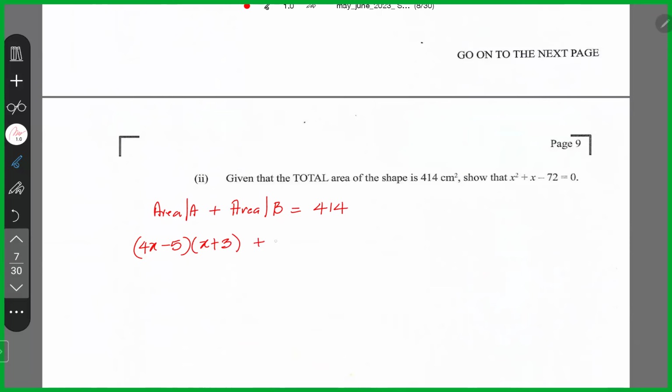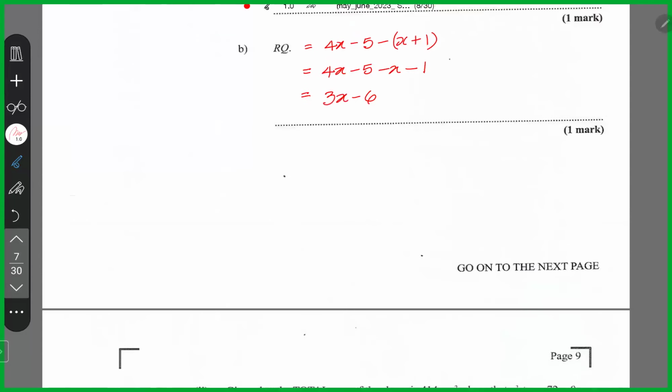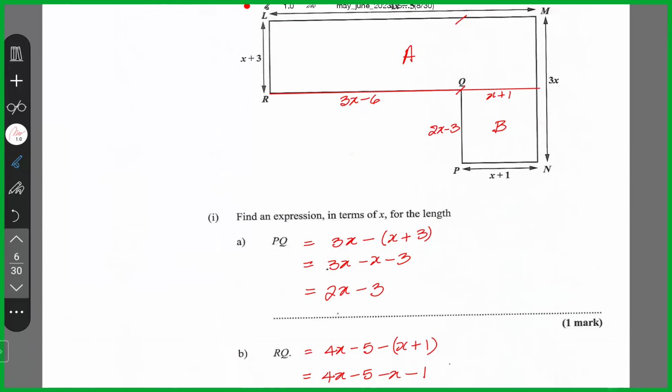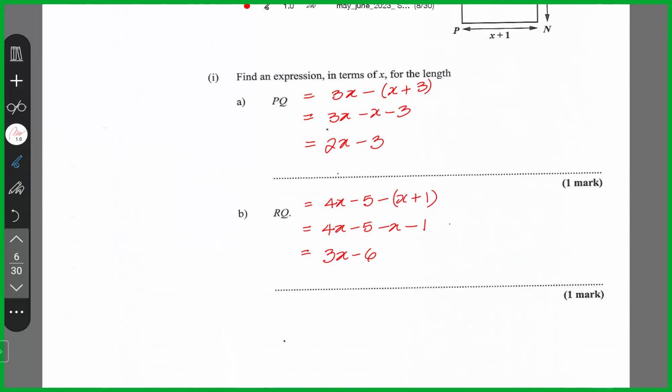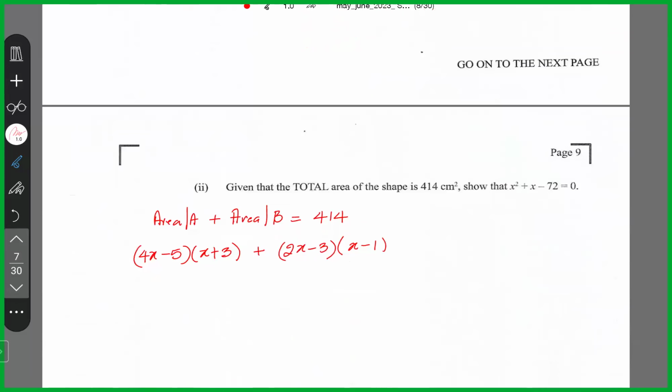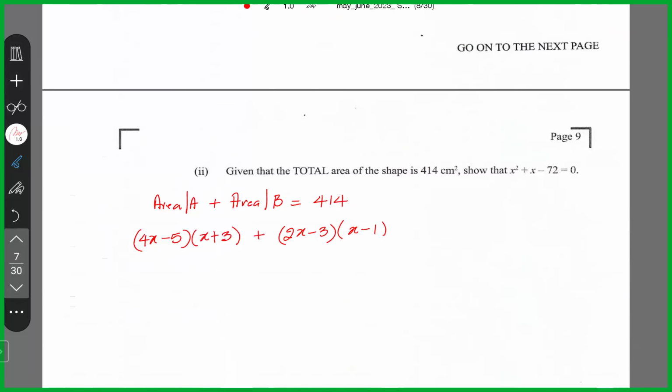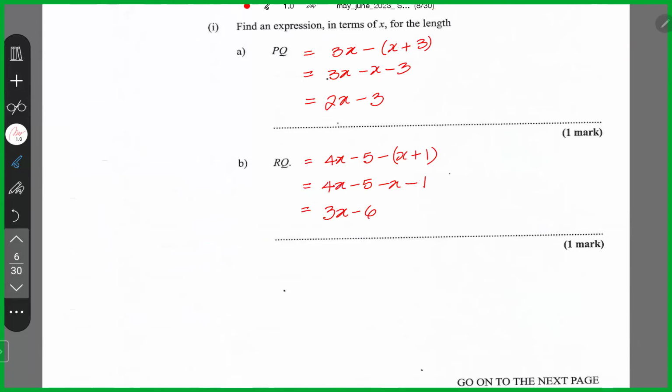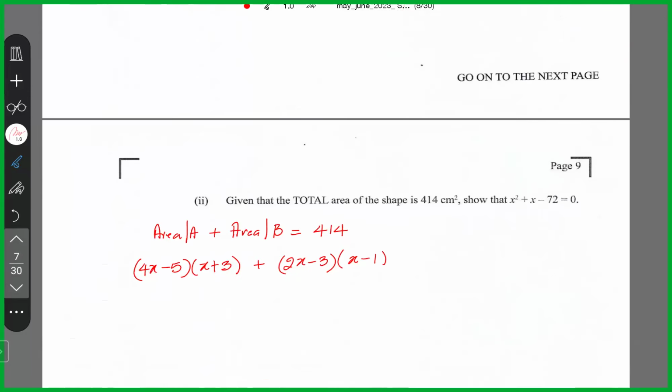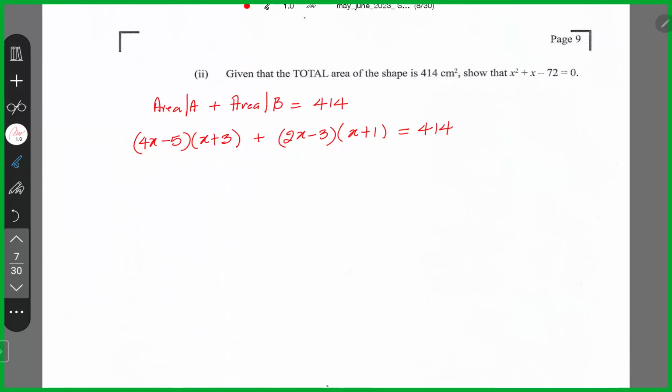And the area of B would be 2x minus 3, which is what we're calling the length, times the width, which is x plus 1. And let's double check: 2x minus 3, x plus 1, 4x minus 5, x plus 3. All right. And the sum of this area is 414. So let's simplify the left-hand side.